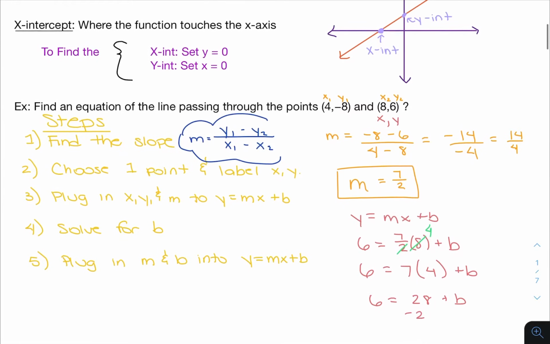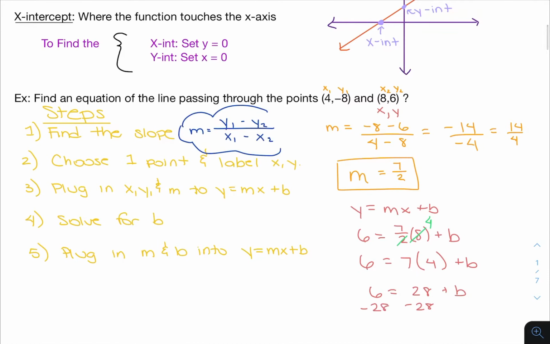So we can subtract 28 from both sides to get b by itself. And once we do that, we are left with negative 22 equal to b. So this is what we get for b. So we have just solved for b.